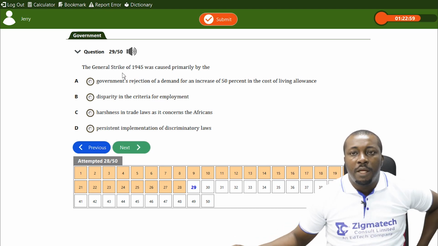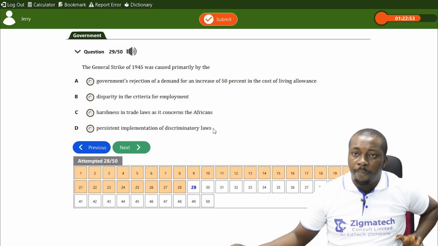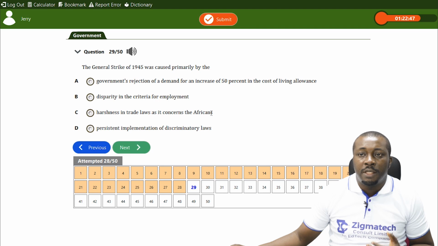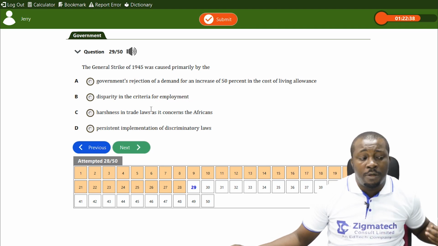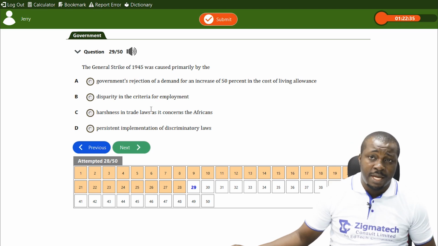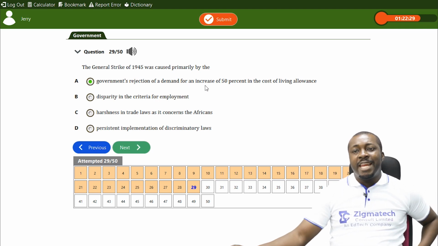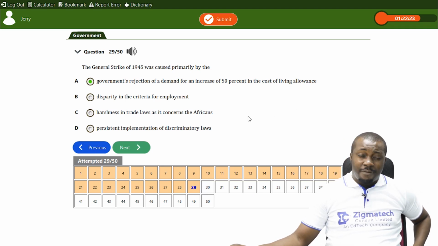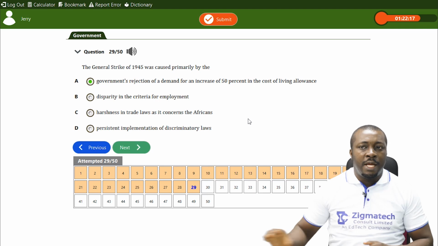So if you look at the options, let's start from D. D says persistent implementation of discriminatory laws, that is not what led to the strike. C says harshness in trade laws as it concerns the Africans, no. B says disparity in the criteria for employment, that is not the reason for the strike, even though all these things were part of some of the things the nationalists reacted against. But the answer to this, like I've explained, is government's rejection of a demand for an increase of 50% in the cost of living allowance. That is, increase in allowances and salaries of public servants. So that is what actually led to the strike.